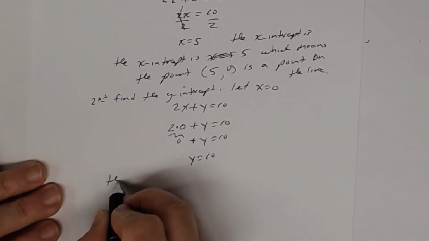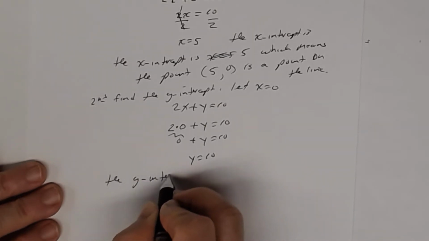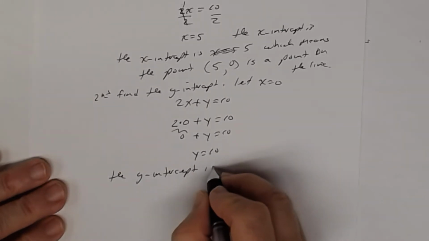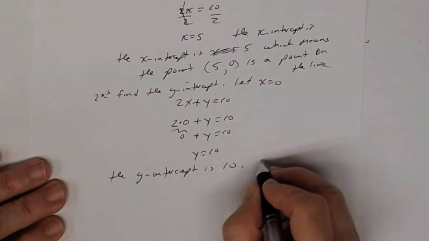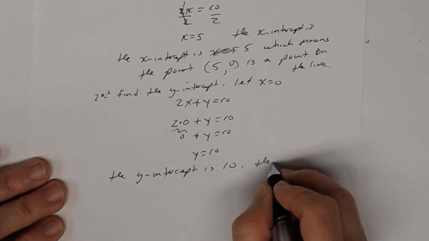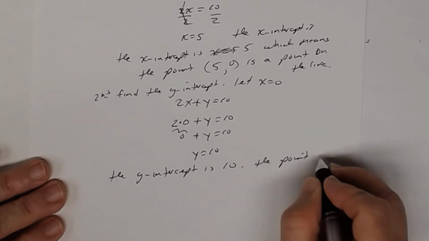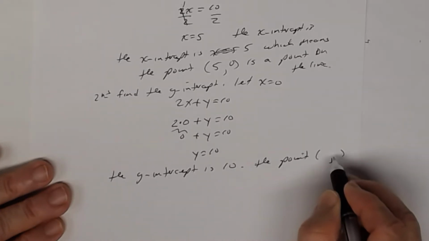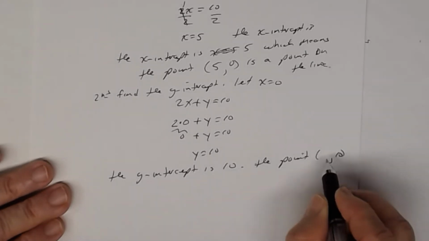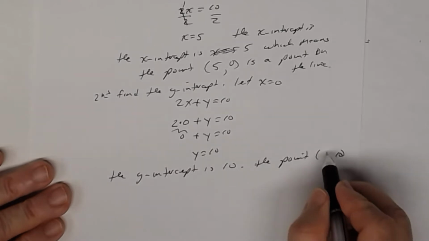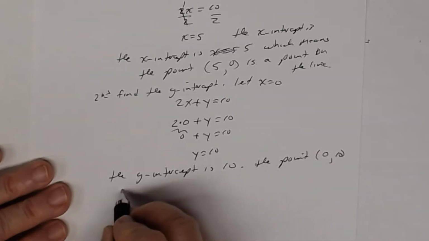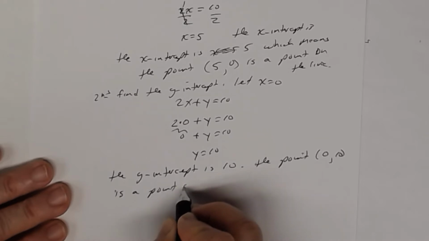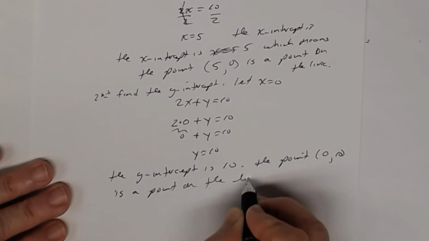So that means that the y-intercept, the point where the graph crosses the y-axis, is 10, okay? Which also means that the point, the ordered pair, now remember, y is 10, so make sure you put y in the right place. So 10 goes here in the y coordinate place, and x was 0. So you get 0, 10. So which means the point 0, 10 is a point on the line.